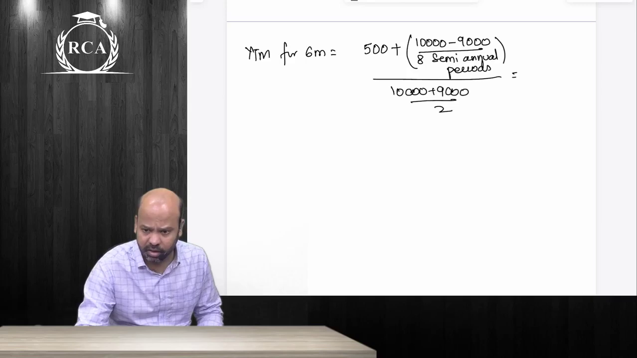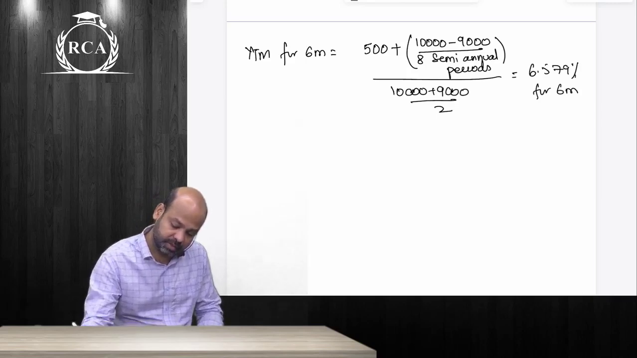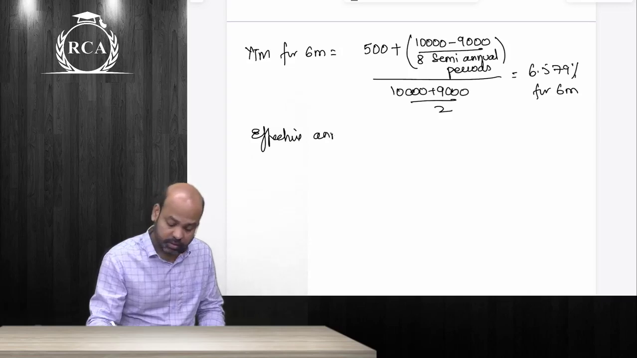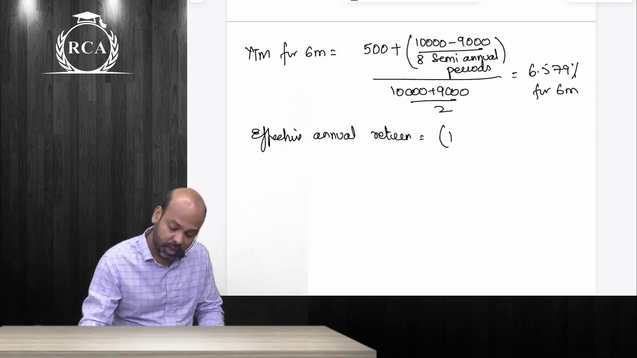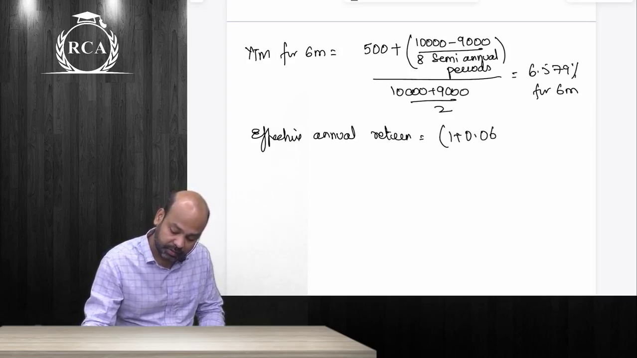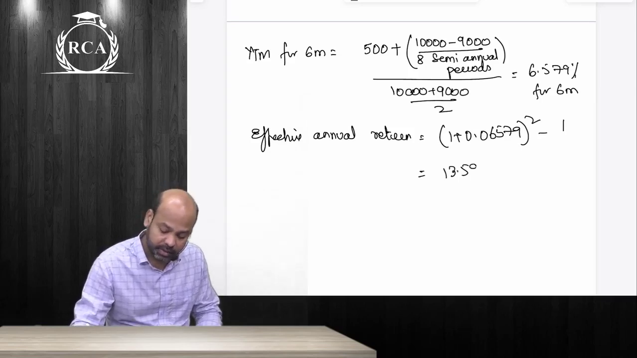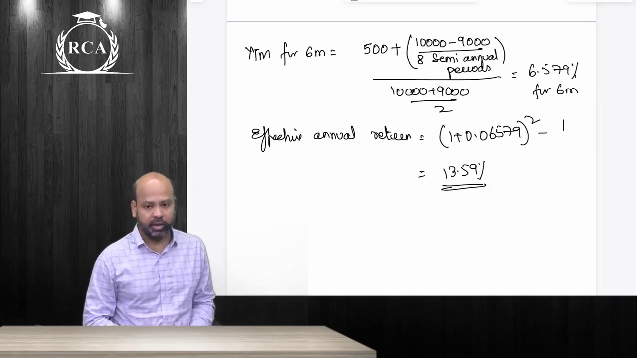6.579. Is this for 6 months or per annum? This is for 6 months. What will be your effective annual return? Smart boy. 1 plus 0.06579 whole power 2 minus 1. 13.59%. This will become the effective annual return that you will be generating in this case.